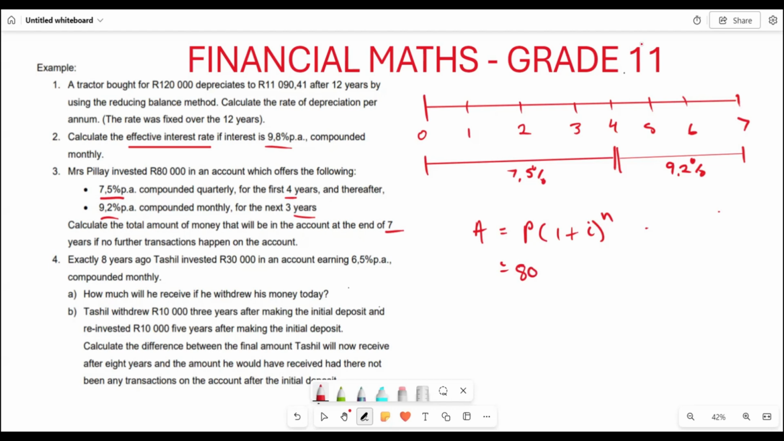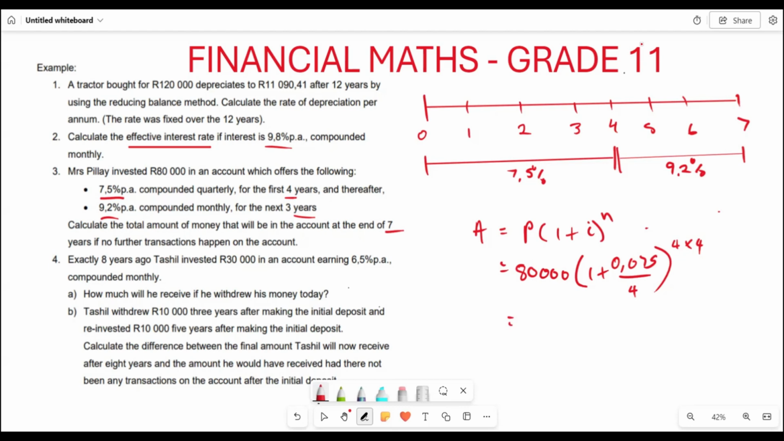So this is 80,000 into 1 plus, what is the interest that is received there? The interest that is received, this is 0.075 over, now this is over 4 because this is compounded quarterly. So this is going to be 4 multiplied by 4 years, right? It's the quarter, the number of years and how it is compounded, right?